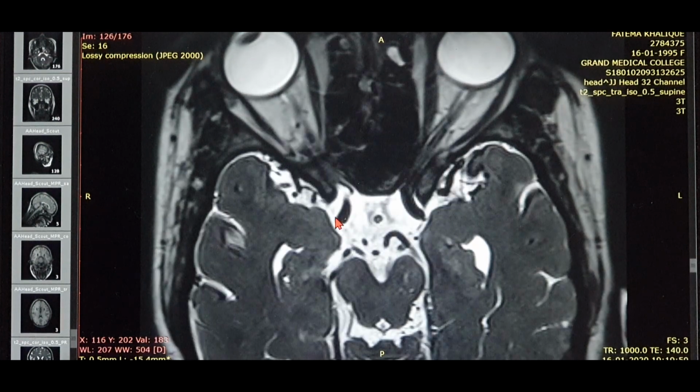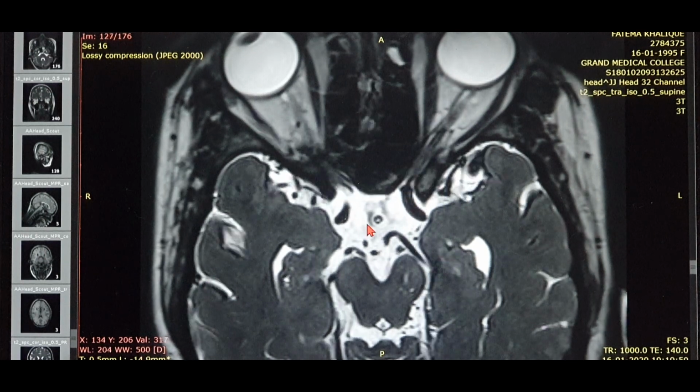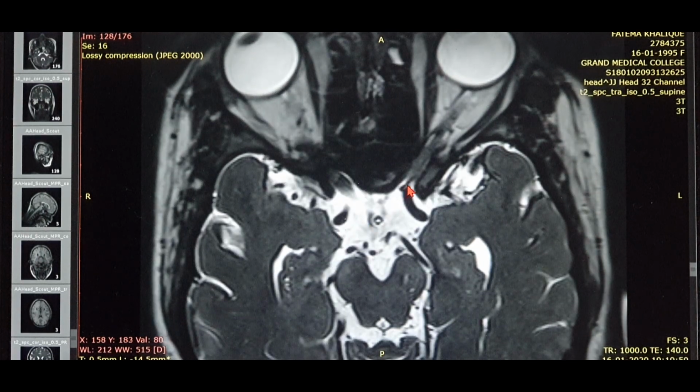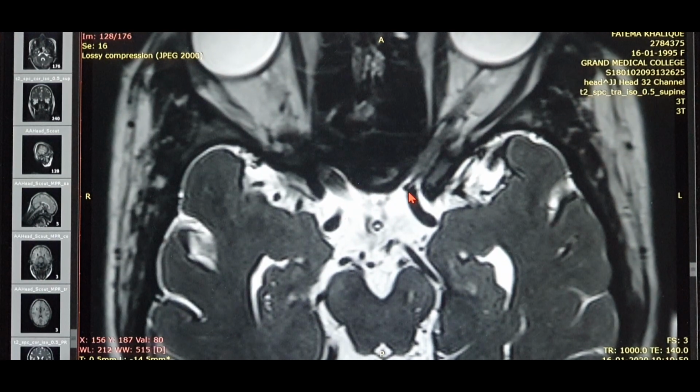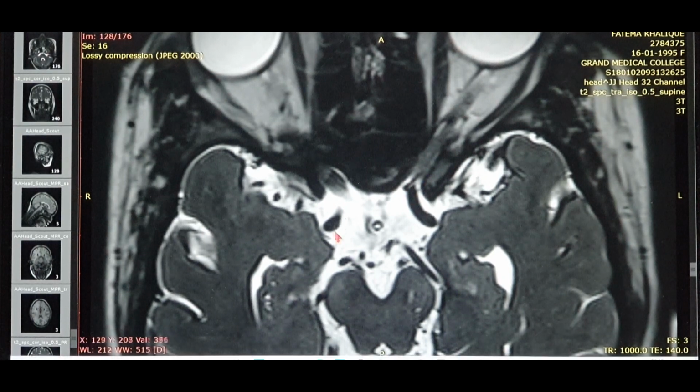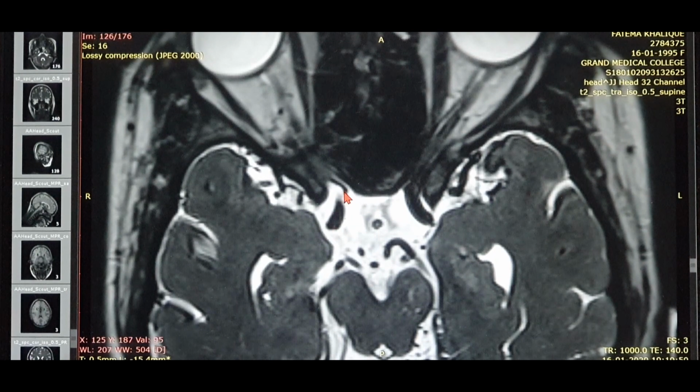So here, see, this is the internal carotid artery. You can see this is the ophthalmic artery. See, clearly it is arising as I showed you. See, this is a medial aspect, and then it is going laterally and then coming off medially again. Similarly, we can see the ophthalmic artery right here.